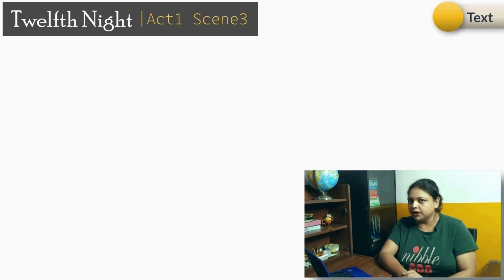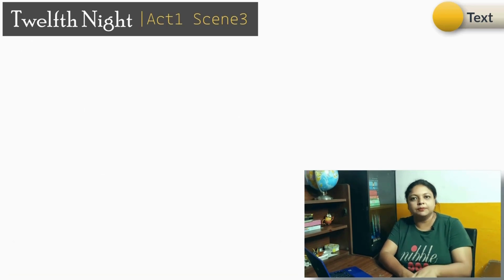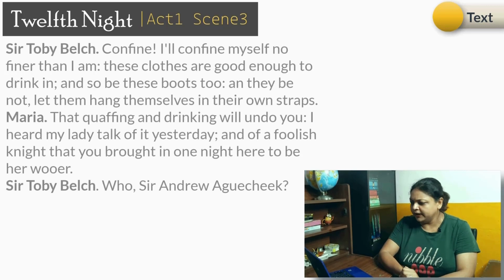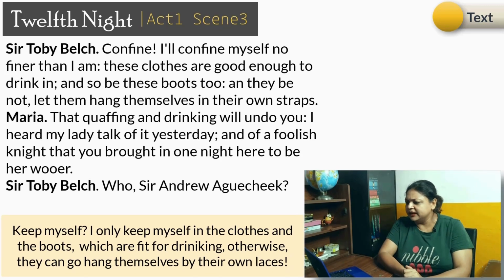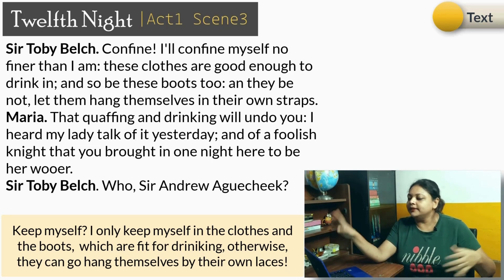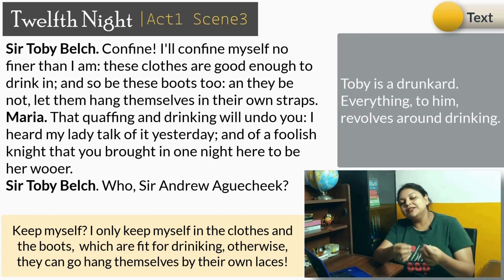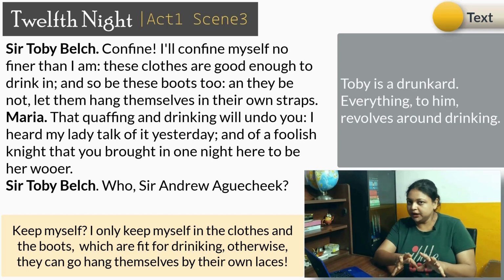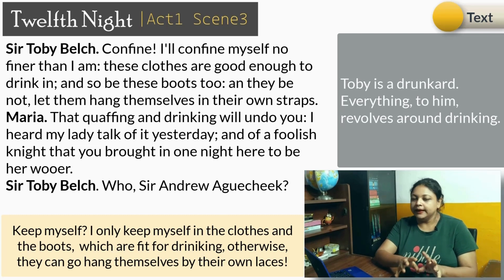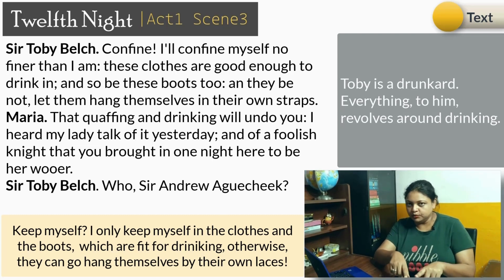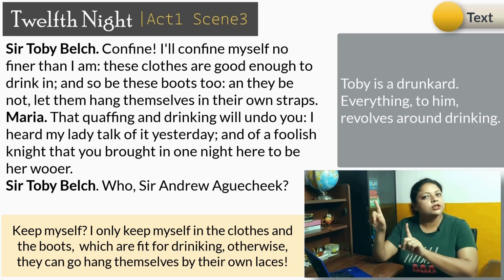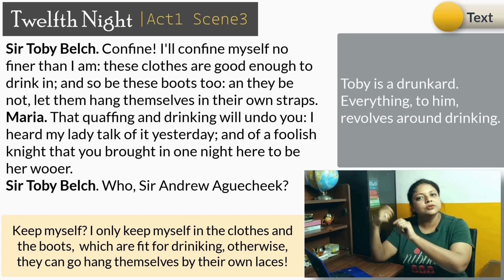And Toby uses the word confine and takes it and flips its meaning completely. And he says, confine? I'll confine myself no finer than I am. These clothes are good enough to drink in, and so be these boots too. And they be not, let them hang themselves in their own straps. So his boots or his shoes, which have straps, they are good shoes because he can drink while wearing them. If he cannot drink while wearing those shoes, they should commit suicide by hanging by their own straps.